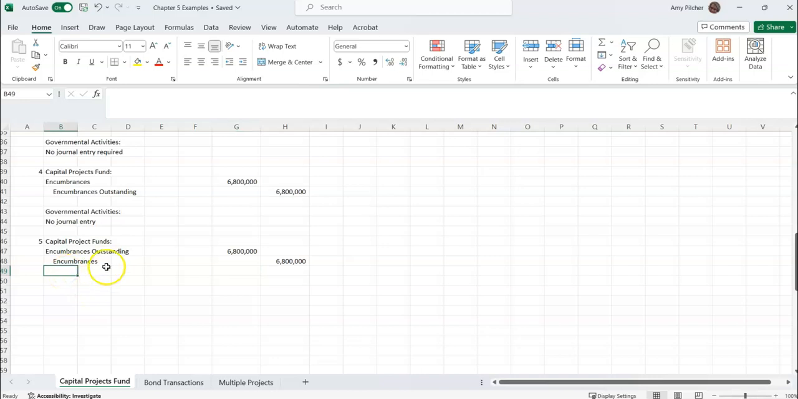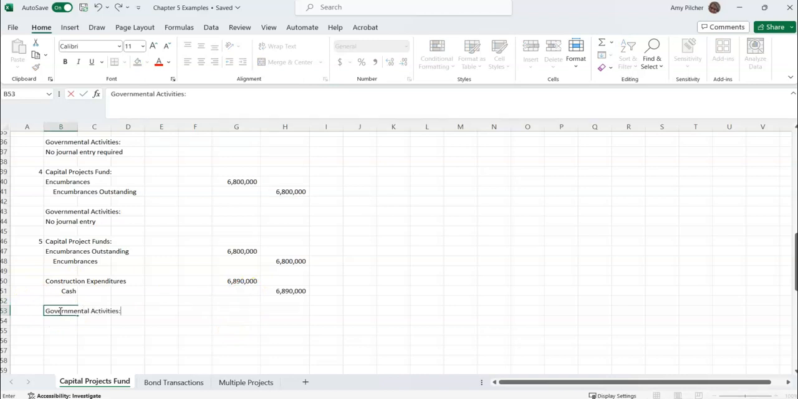We're then going to record that we paid for the construction project with cash for $6,890,000. And then in the governmental activities, we have construction work in process and cash.